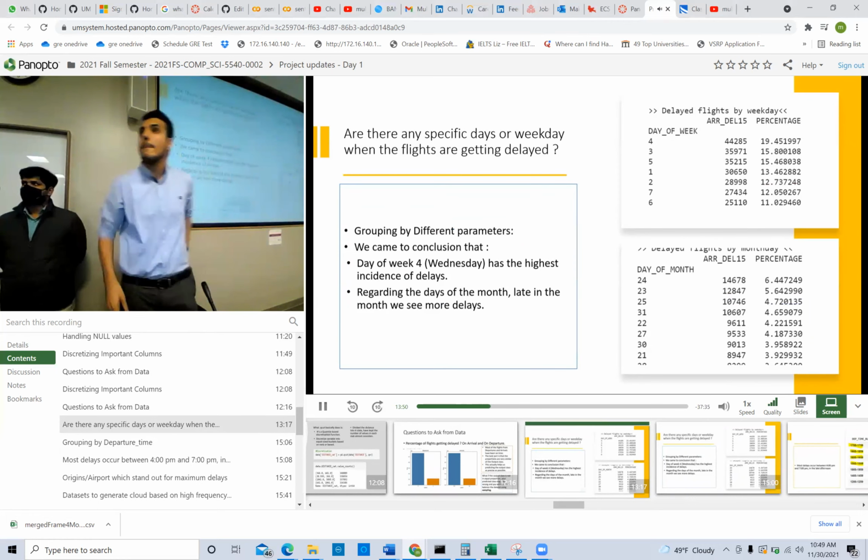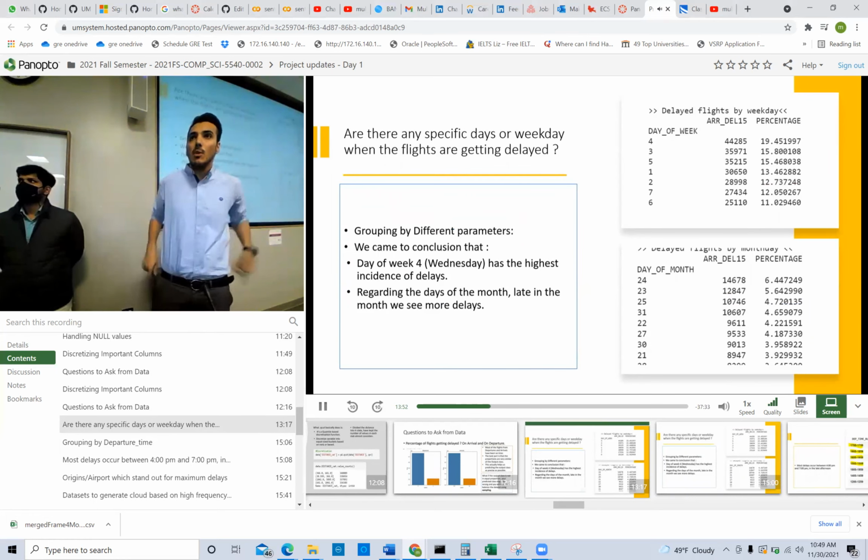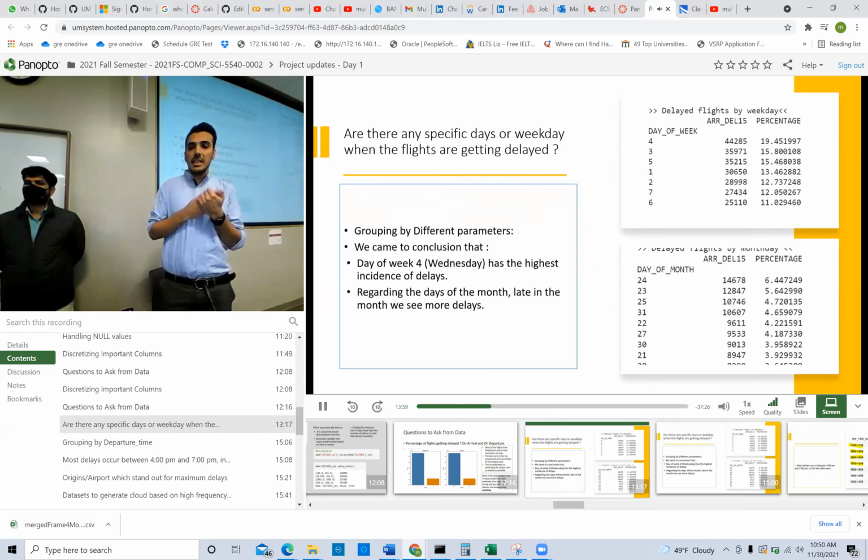You can say which day has more flights, or you can say weekends have more flights than others. Saturdays, Sundays, and through the time period, we saw between 4 to 7, since the flight numbers were huge, we saw a lot of delays. So it's like the busyness of the airport.